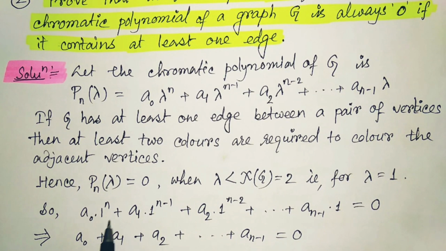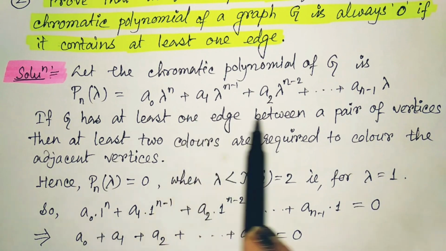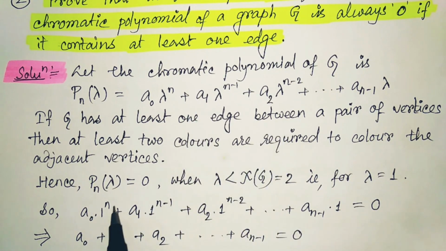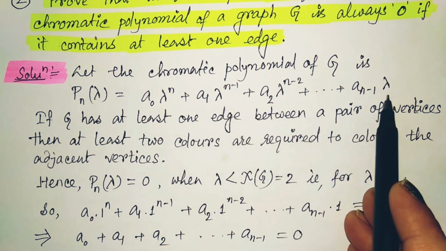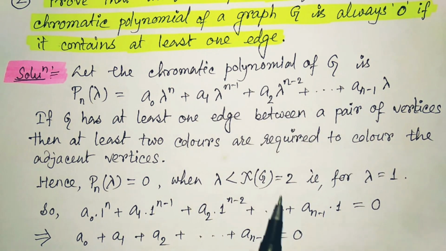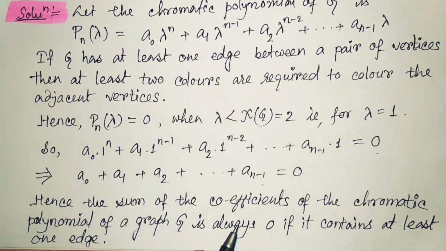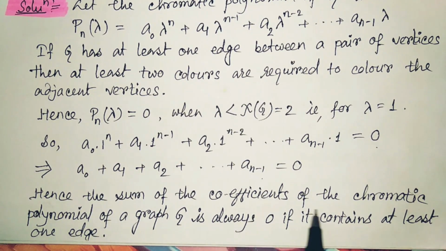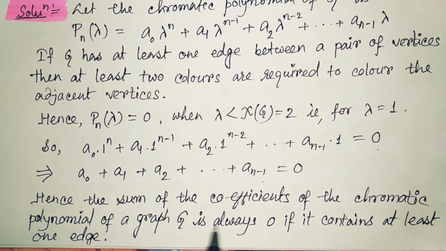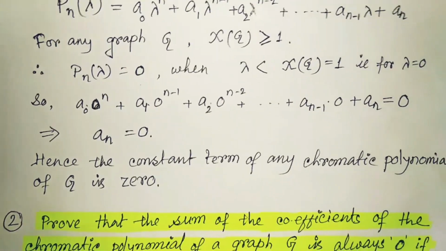So when lambda is equal to 1, from the polynomial we substitute 1 for lambda to the power n, and we will find that the total summation should be 0. That implies a0 plus a1 plus a2 up to all these coefficients, this summation should be 0. Which implies that the sum of the coefficients of the chromatic polynomial of a graph G is always 0 if it contains at least one edge. So this is the proof of the theorem.